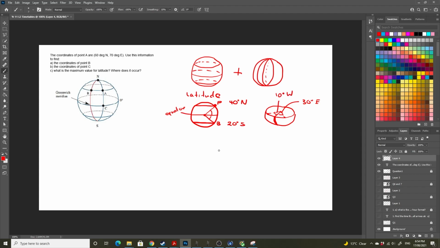When we're writing the latitude and longitude of a point, let's say point P is at 40 degrees north and 30 degrees east. So we list our latitude before our longitude. With that in mind, we'll now look at the rest of this question.